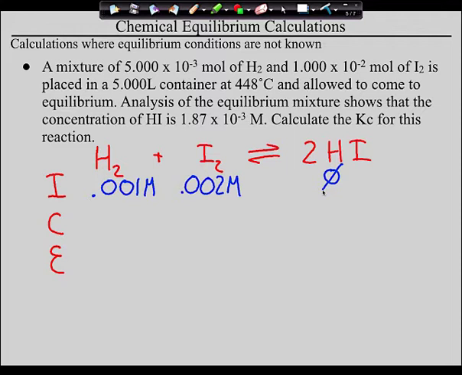Okay, so now that we've established that, let's turn our attention back to the question, because contained in the question is actually a very powerful other piece of information. What else do we know from the problem? So we know the concentration of this at equilibrium. It is 0.00187 molar, and that's the concentration at equilibrium.